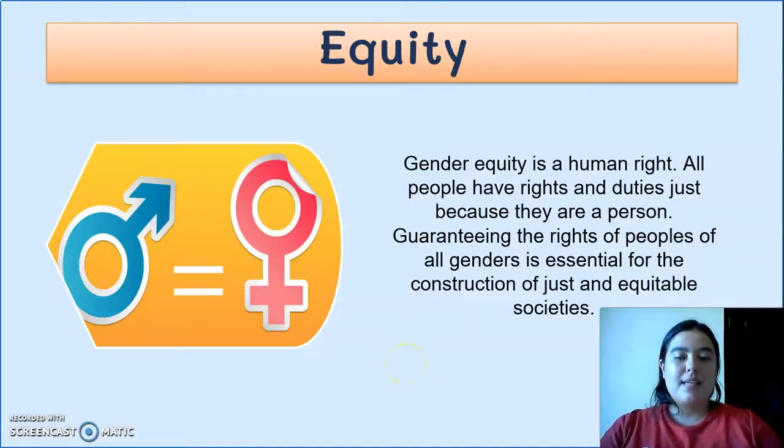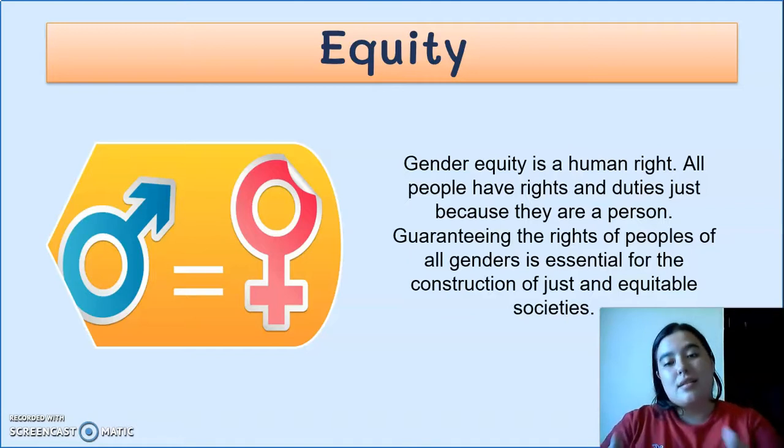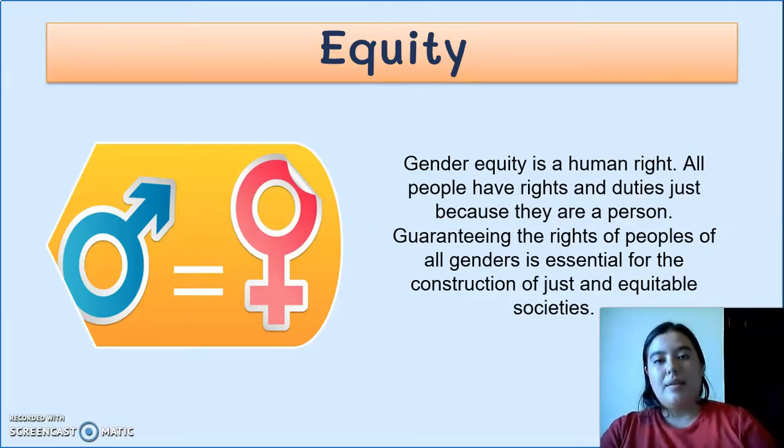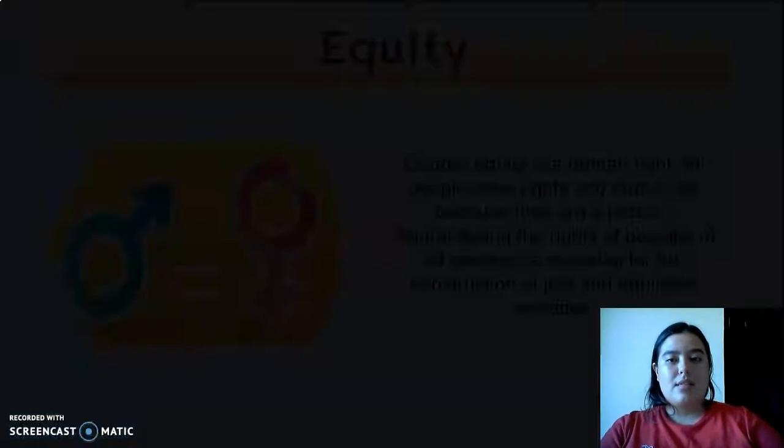This is math class. And first I'm going to talk about the value for July, that is equity. Gender equity is a human right and all people have rights and that is just because they are a person. Guaranteeing the rights of people of all genders is essential for the construction of just and equitable societies, okay? So let's continue with the topic.